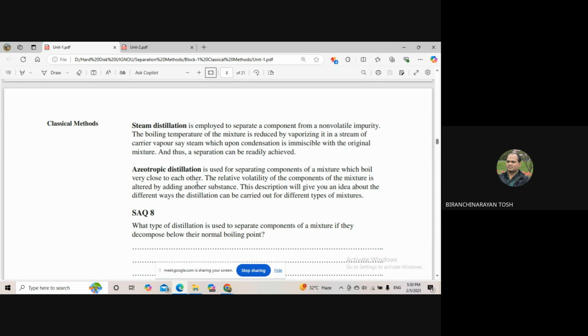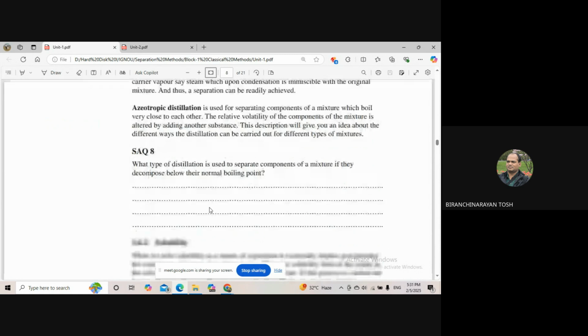If two components are there in the mixture, you have to add a third component which will form an azeotrope with either one. For example, the two components A and B have a narrow boiling range. Let B form an azeotrope with the component C that we have added. Now B cannot be separated from C, but A can be separated from B. So that's the point. We can use azeotropic distillation in such a case.